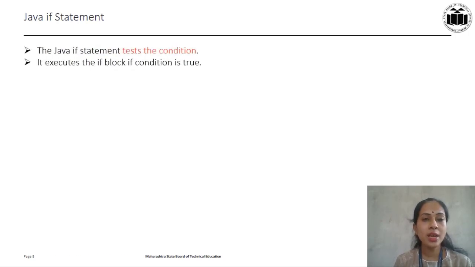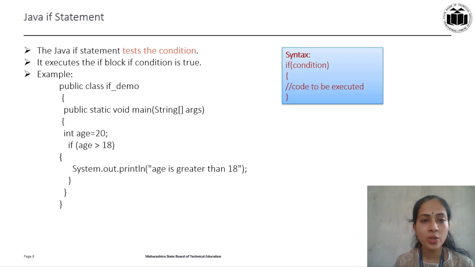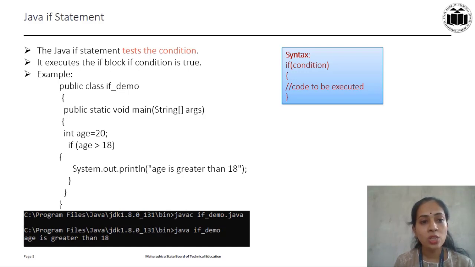The if statement tests the condition. It executes the if block if the condition is true. Here is the syntax: if the condition is true, then it executes the block. Here is a simple example which demonstrates the use of the if statement. I have declared the age variable and assigned 20 to it. I have checked the condition if age is greater than 18, and inside the curly brackets I print age is greater than 18. The output is age is greater than 18, because the age, that is 20, is greater than 18. So the if statement simply executes the block if the condition is true.